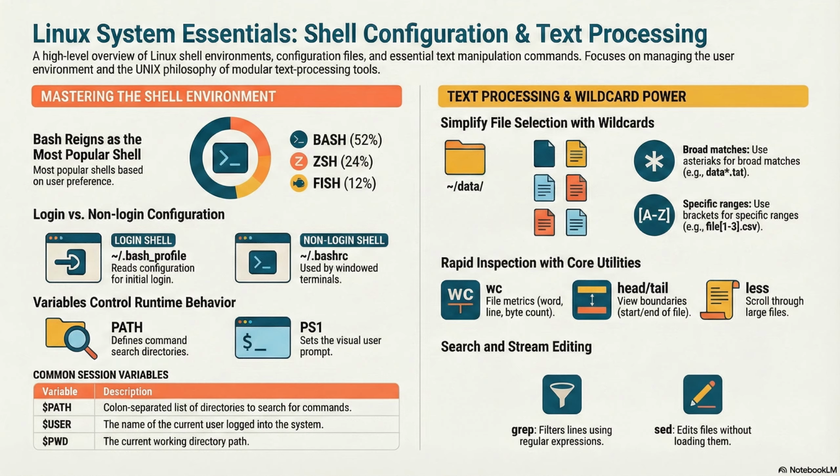But then you've got the runner-up, Zsh, at 24% and Fish at 12%. So why the fragmentation? If Bash works, why are people going out of their way to install these others? It really comes down to user experience versus compatibility. Bash is utilitarian. Zsh and Fish are more like luxury cars. They come with better autocomplete, themes, spell checking for your commands, all that stuff right out of the box. Zsh even became the default for macOS a few years back, which explains a big chunk of that 24%.